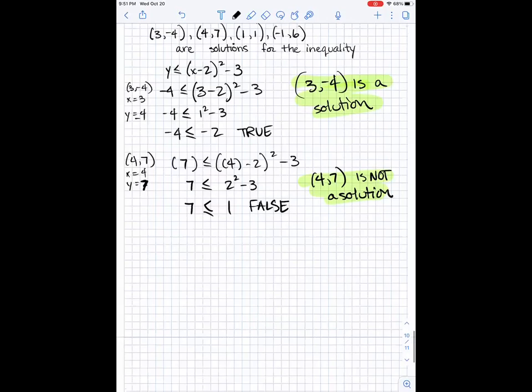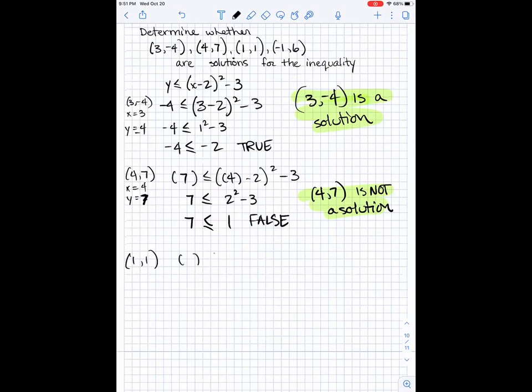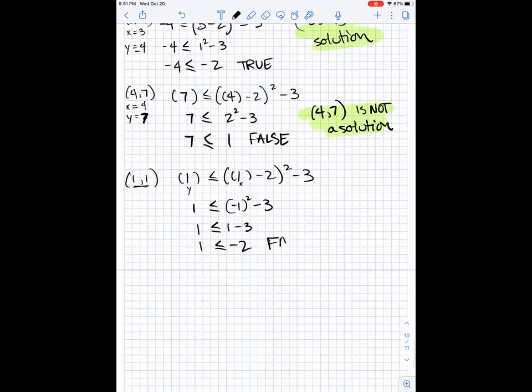1, 1. Again, I'm going to replace the variables x and y with the values that are given to me in the point. So we get 1 is less than or equal to 1 minus 2, which is -1, squared, minus 3. So 1 is less than or equal to 1 minus 3, or 1 is less than or equal to -2. Again, this is false. So what that means is 1, 1 is not a solution.